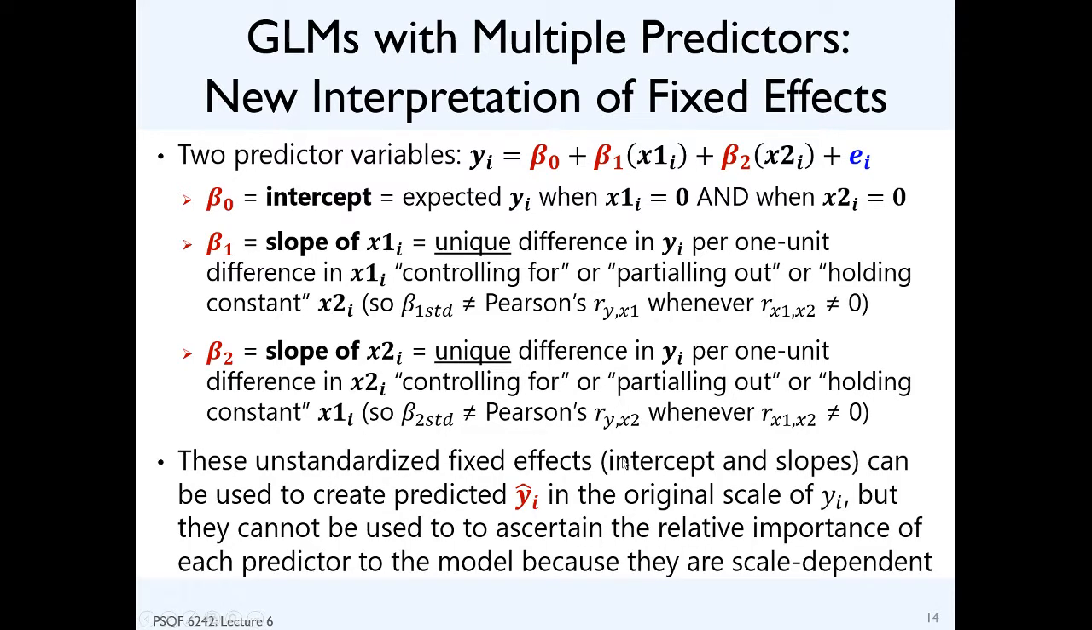So these unstandardized fixed effects can be useful for creating predicted values in the scale of the original outcome. But because each of them depends on what a unit of x1 and x2 is, you can't compare them. Like if x1 has a slope of 12 and x2 has a slope of 1, I can't say, well, 12 is bigger than 1, so x1 is more important. It depends on is it years, pounds, inches, what is it? So you can't look at those numbers and come to any sort of meaningful conclusion if they're on different scales.